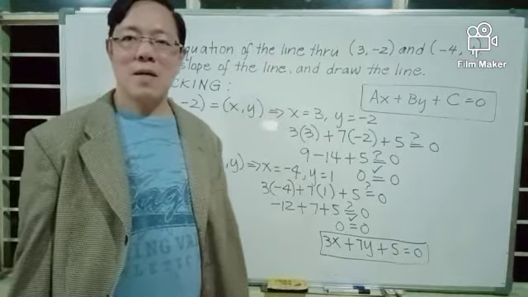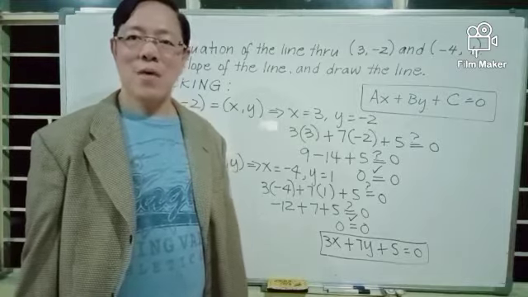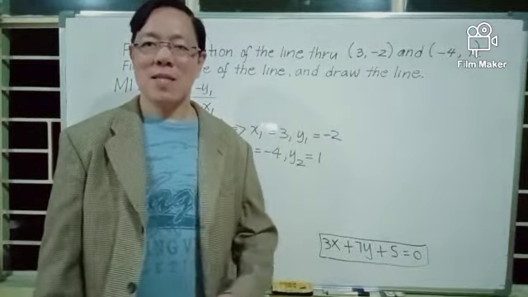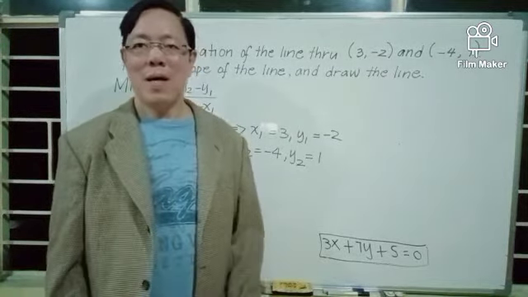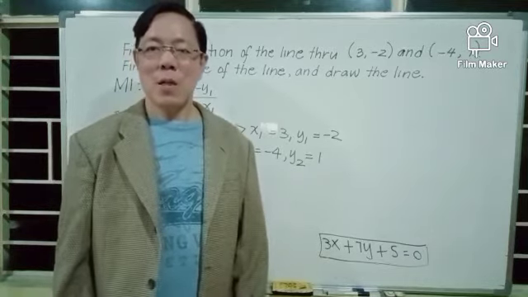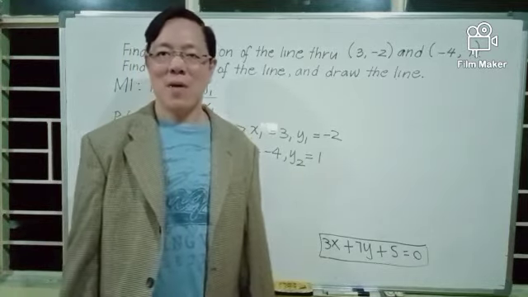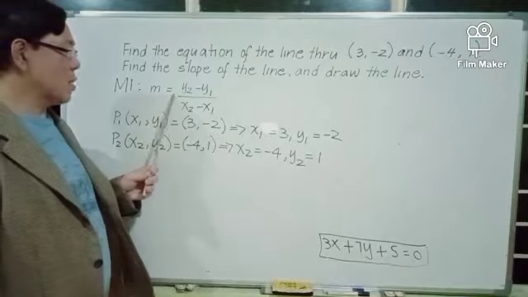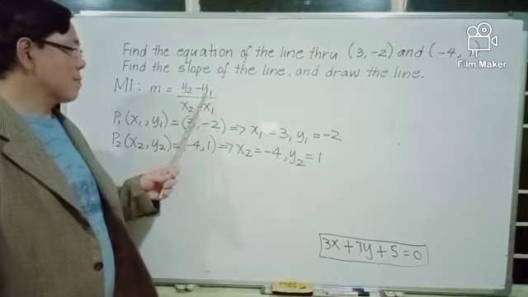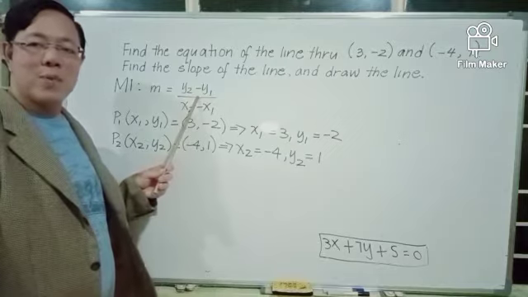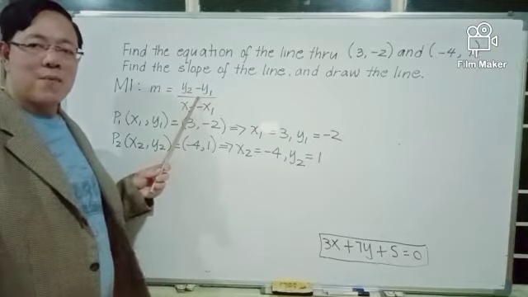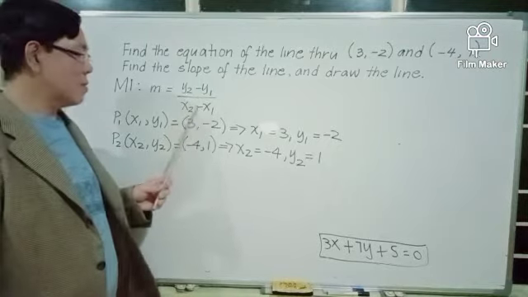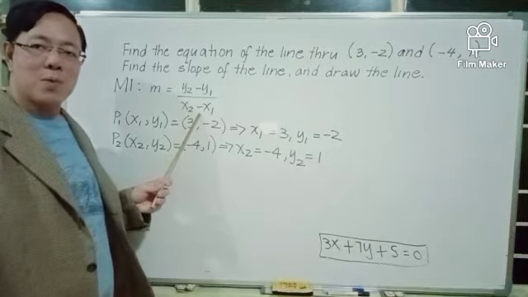Now we will find the slope of the line using a formula. The slope of a line is denoted by small letter m, and by formula, the slope m of a line is given by the following. m, the slope, is equal to y2 minus y1. This is the difference of the ordinates of the 2 points divided by x2 minus x1, or the difference of the abscissas of the 2 points.